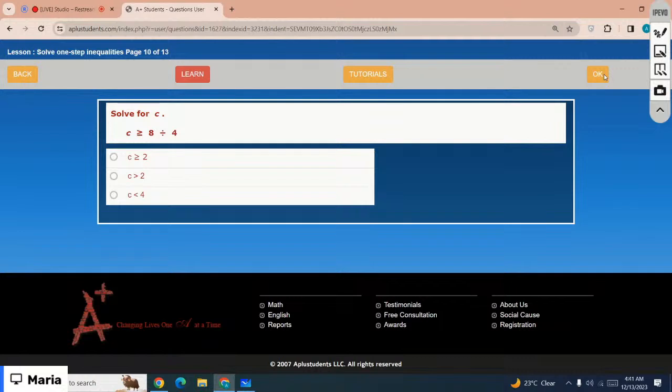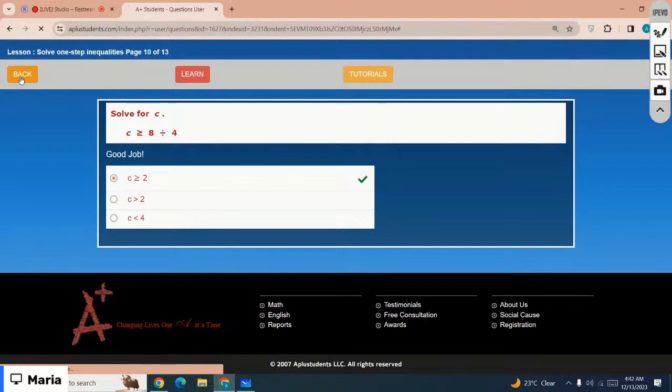Okay, the next one is solve for c. c is greater than or equal to 8 divided by 4. Which is the correct option? Yes, it is c is greater than or equal to 2. Right? Okay, you can complete the lesson by yourself later today.